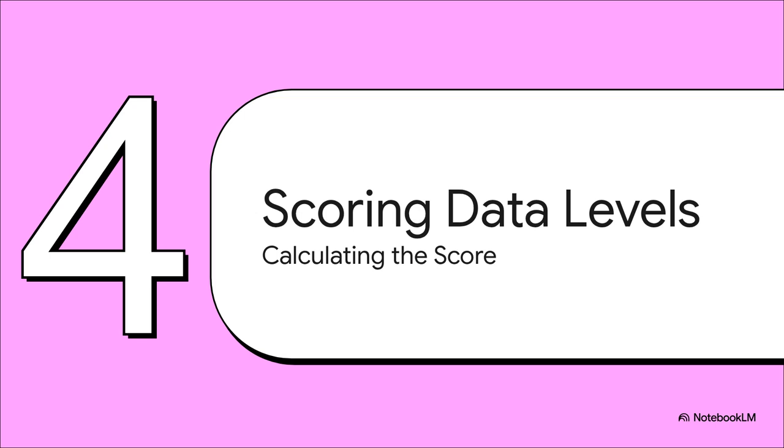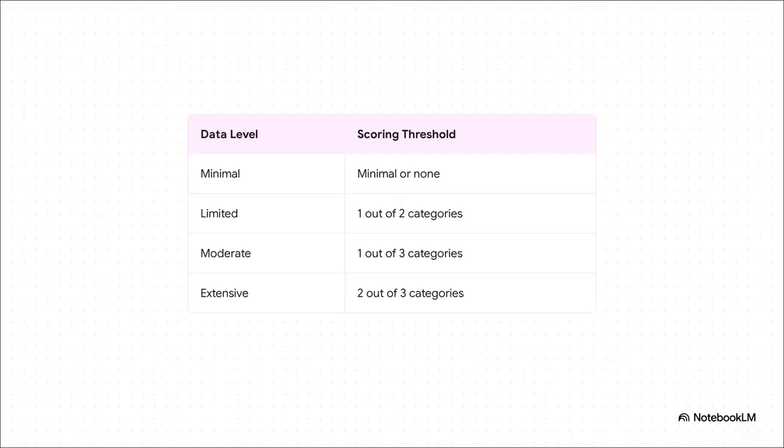Section 4. Scoring your data levels. Now that we've got all our ingredients and definitions straight, it is time to learn how to calculate the final score. This scoring matrix brilliantly shows how the cognitive burden scales up. To reach a limited data level, you just need to meet the requirements of 1 out of 2 categories, specifically categories 1 or 2. For moderate, you need to meet the requirements of at least 1 out of all 3 categories. But to hit that extensive level for high complexity, you must meet the requirements of at least 2 out of the 3 categories. As you can see, the cognitive demand takes a pretty significant jump right there.